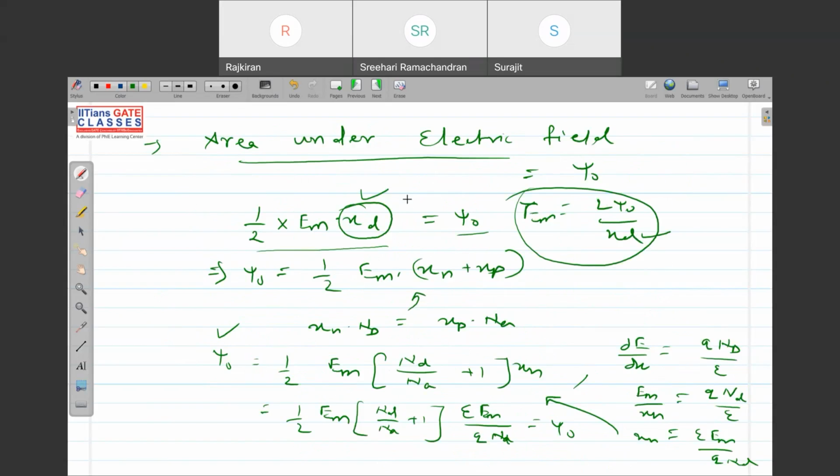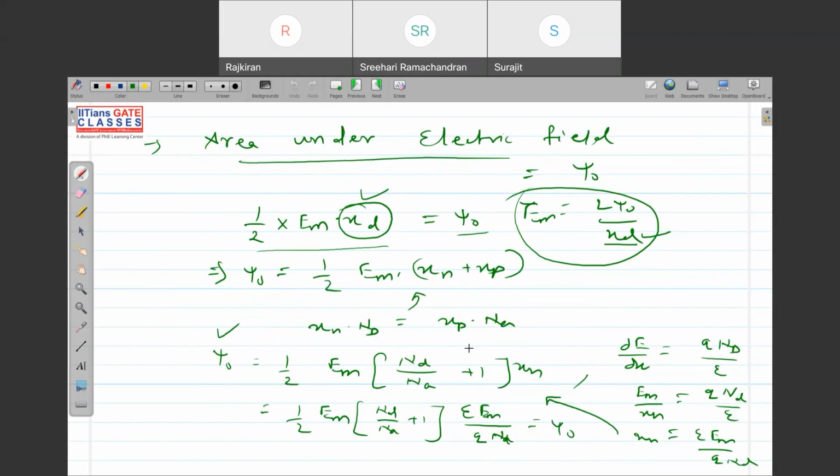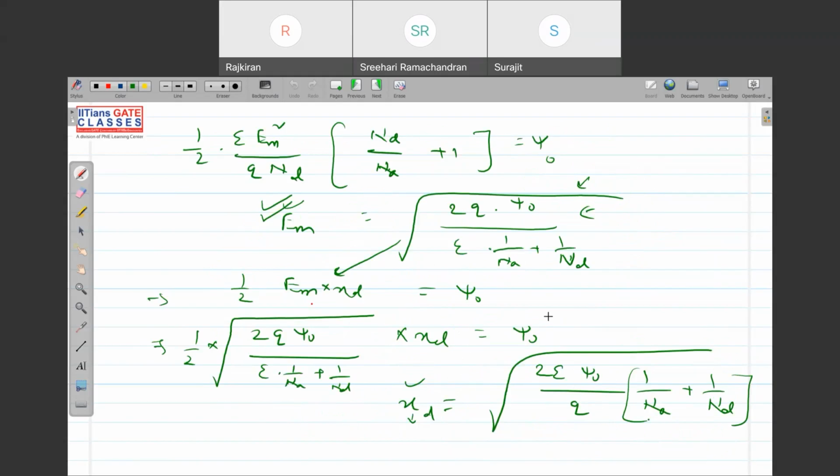Otherwise your mind will be very clumsy. Just remember only one formula for Xd, and from Xd you can easily calculate Em. Because both Em and Xd depend upon similar factors, Na and Nd. Em also depends upon Na and Nd only. So only one formula I need to remember.